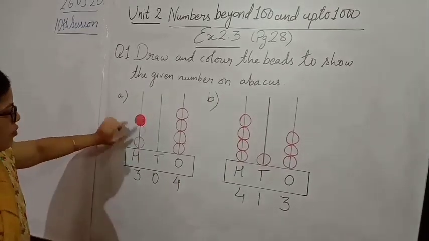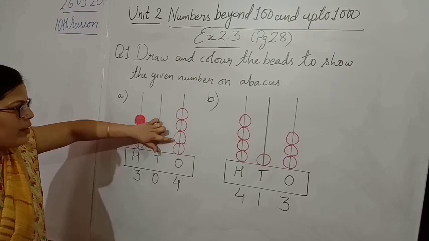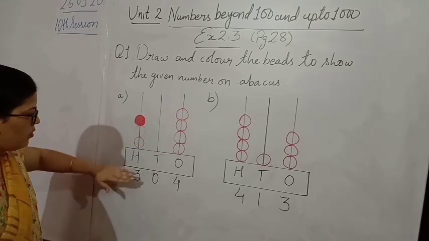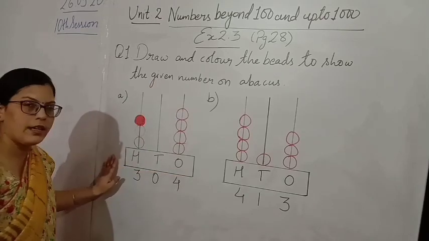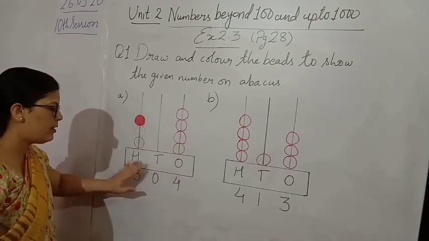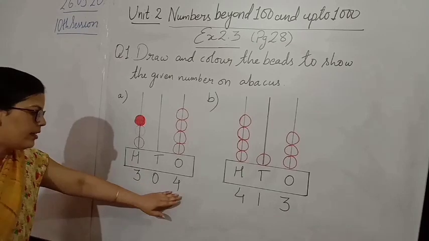Here you have to draw the beads. In this way you have to draw small circles, according to the number given. This is the abacus. Places are given, ones, tens and hundreds, and digits are also given.